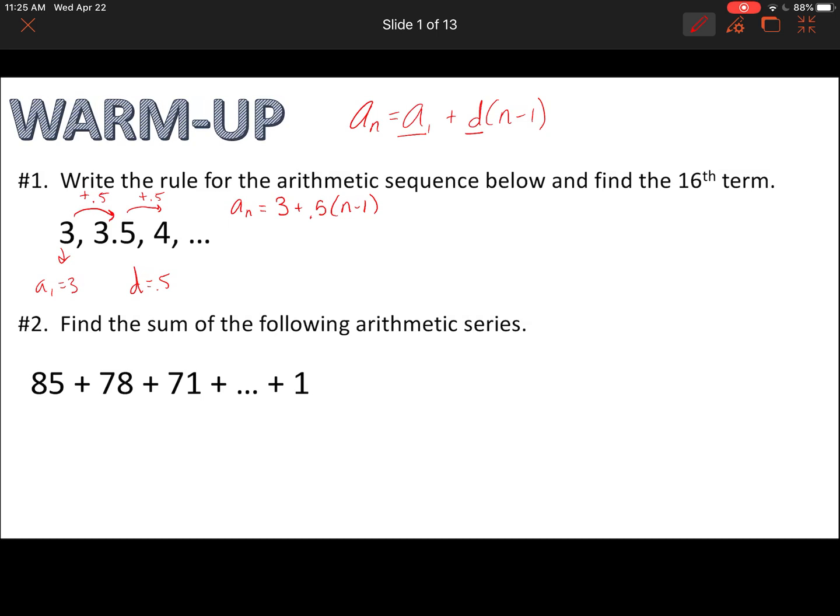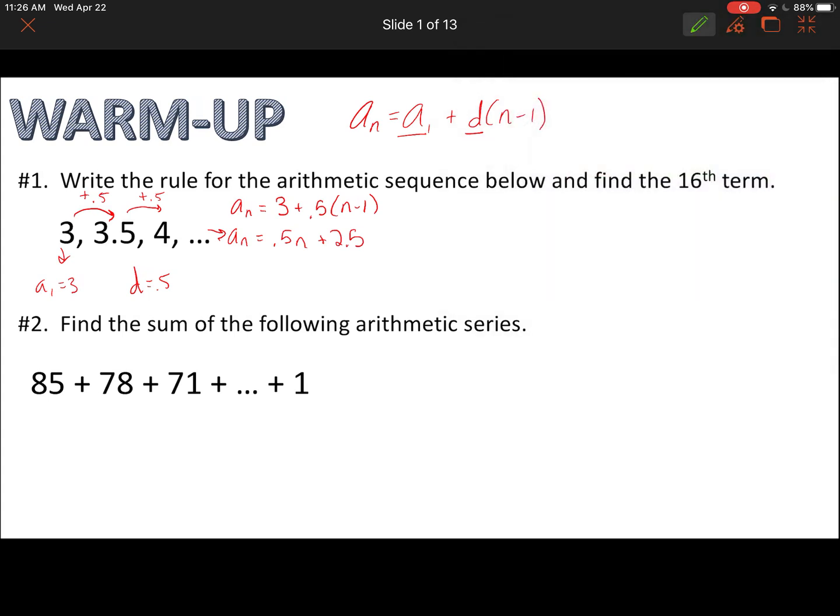That's fine as an answer, but a lot of people like to make it look a little simpler here. So if we make it look simpler, it would be 0.5n, and then that's going to be plus 2.5. Either one of those is fine. Most people are going to stick with this one, so that's my suggestion.